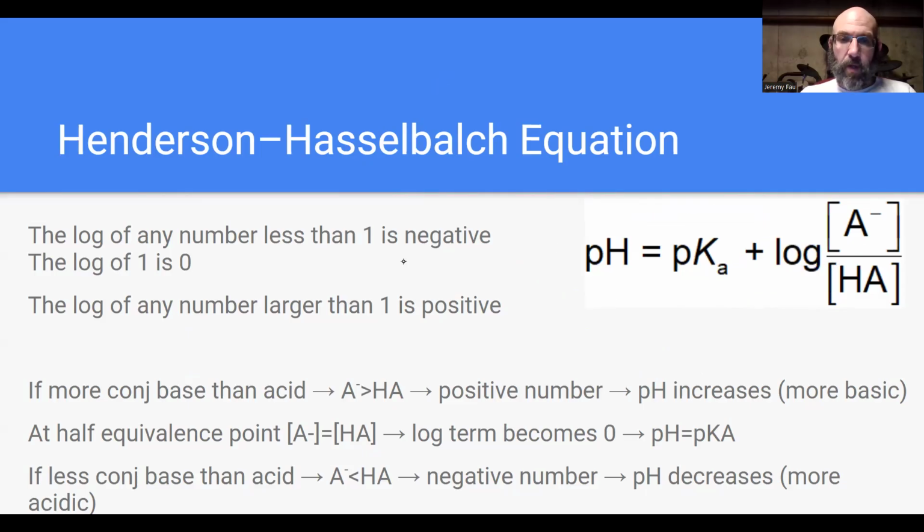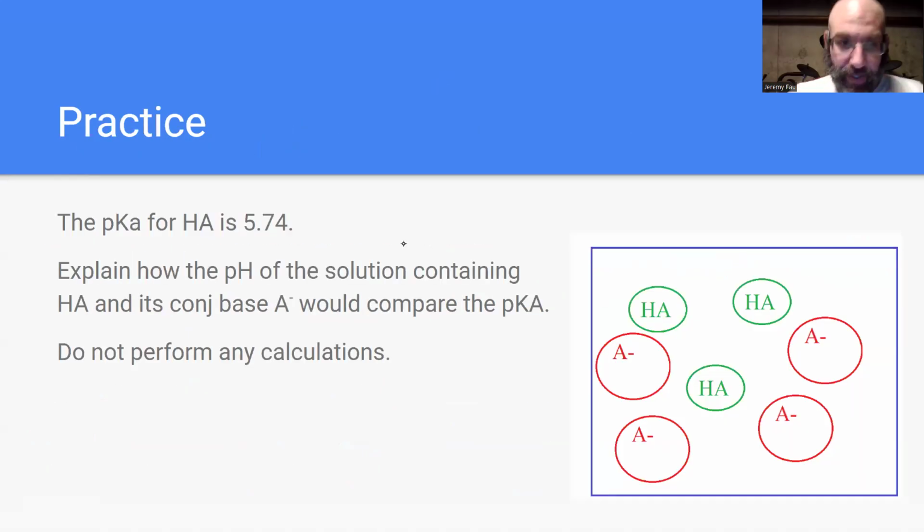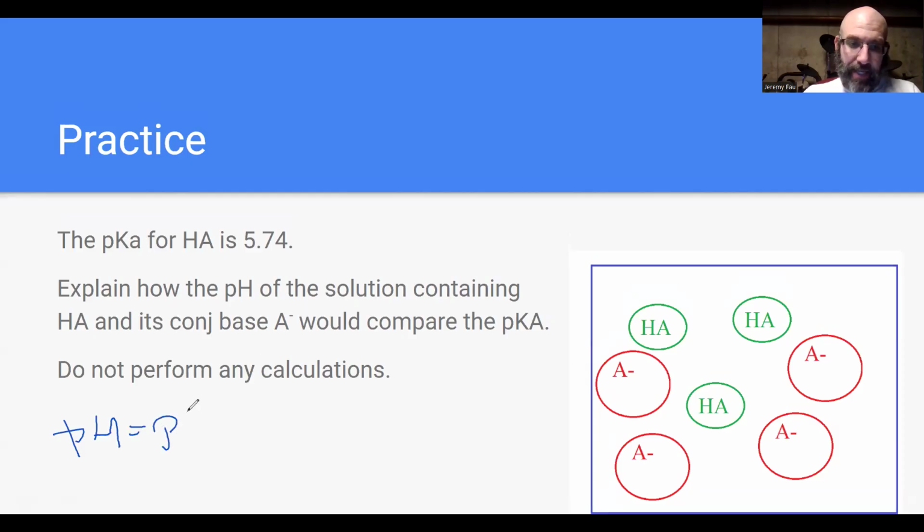So let's look at this. We have some acid. The pKa is 5.74. Explain how the pH of a solution containing HA and its conjugate base A minus would compare to the pKa. So we're not going to do any math here. We know, so write the equation out. pH equals pKa plus the log of A minus over HA. That's the equation, right? There's the equation.